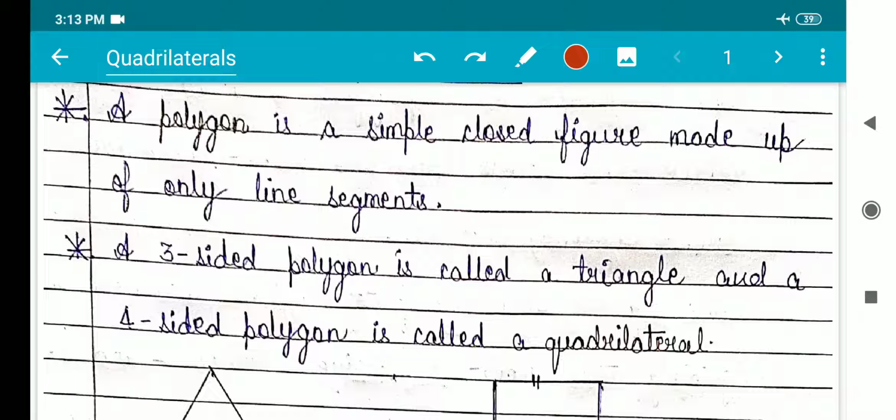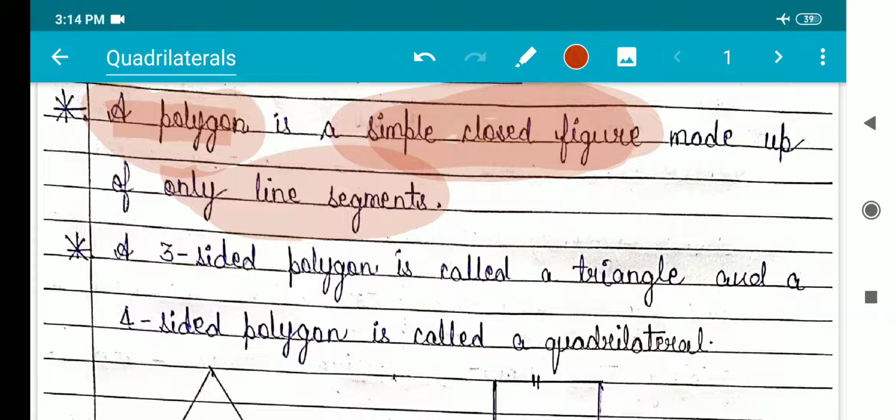A polygon is a simple closed figure made up of only line segments. Now what are line segments? Line segments are lines which have two definite points and a definite length. It can't be extended. It has its fixed length. So a simple closed figure which is made from only line segments, those figures are called polygons.